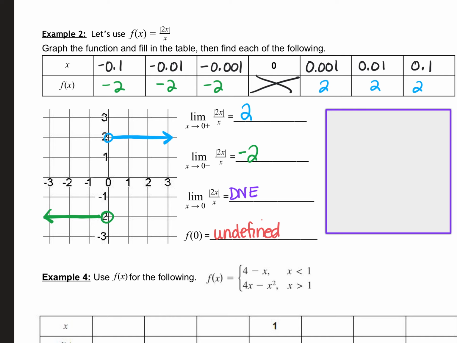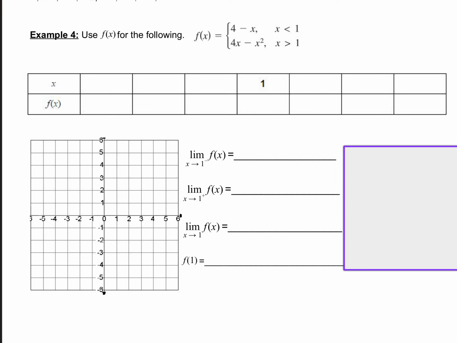All right, let's try another one. Once again, I'm going to ask you to go ahead and fill in the table and fill in the graph. I'll help you by giving those values that you would use here. So I would say 1.1, 1.01, 1.001, and then I would say, okay, this would be 0.9, this will be 0.99, this will be 0.999.